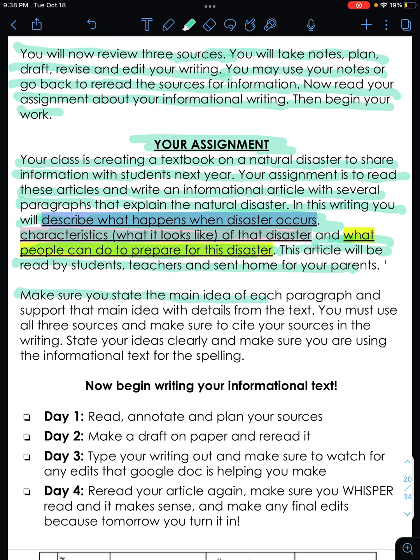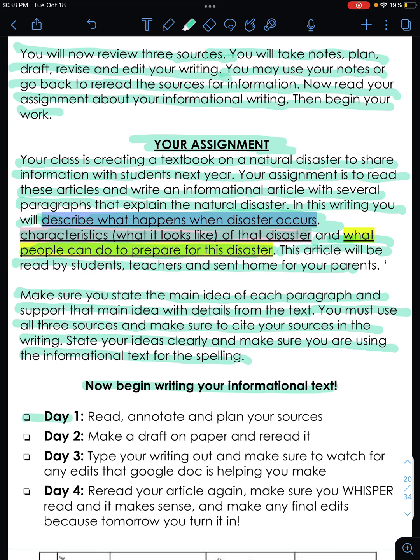Make sure you state the main idea of each paragraph and support that main idea with details from the text. You must use all 3 sources and make sure to cite your sources in the writing. State your ideas clearly and make sure you are using the informational text for the spelling. Okay, so now we're going to begin writing your informational text.